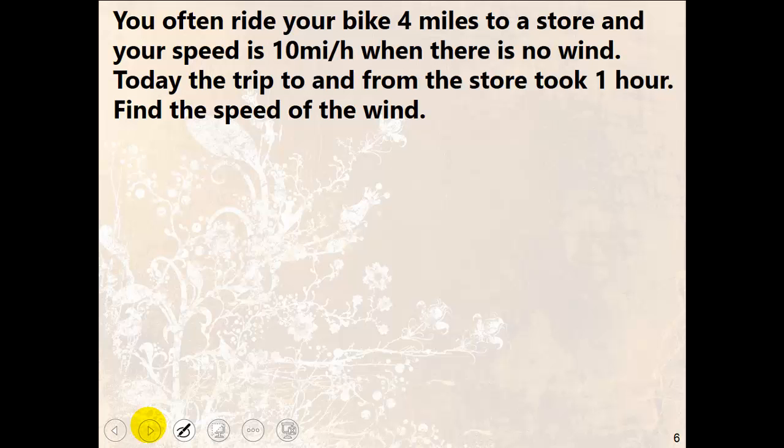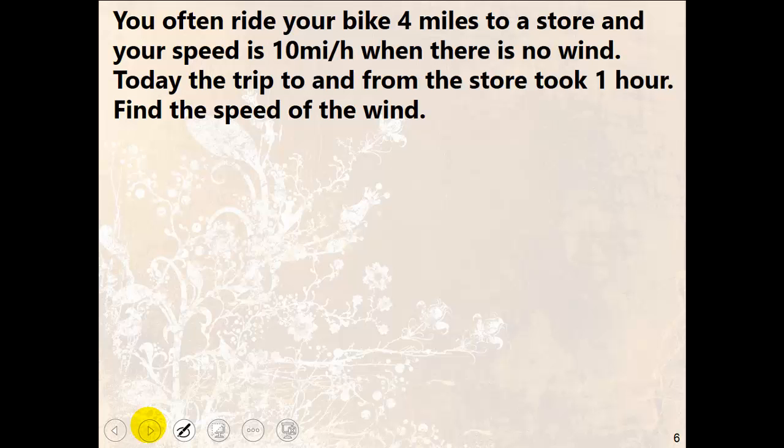So let's read through this problem and see what we can come up with. It says you often ride your bike 4 miles to a store, and your speed, so that's the speed of you on the bike, is 10 miles per hour when there's no effective wind. On today's trip to and from the store, so that's a round trip, it took 1 hour. Find the speed of the wind.